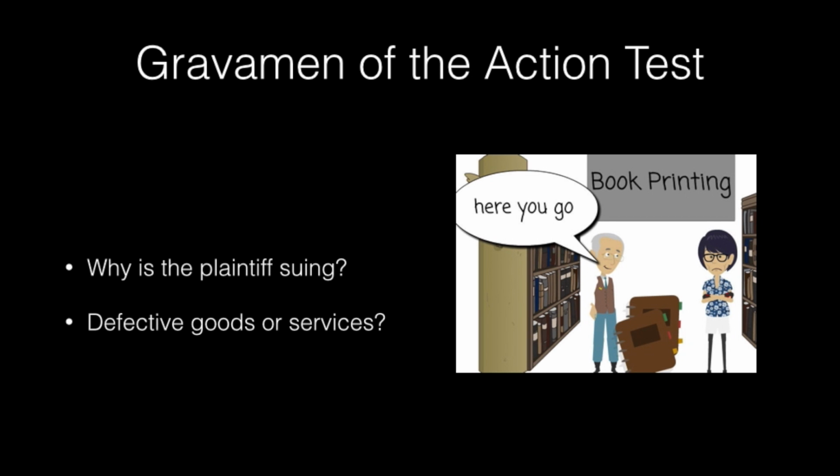So for the gravamen of the action test, just ask yourself, well, why is this plaintiff suing? Is the plaintiff suing because of defective goods or defective services? If the gravamen of the action is for defective goods, then the UCC should apply.